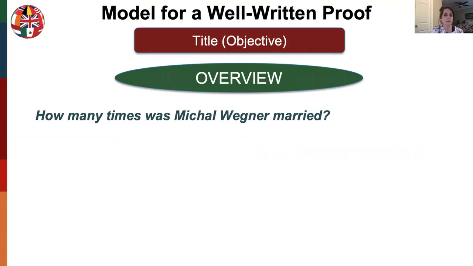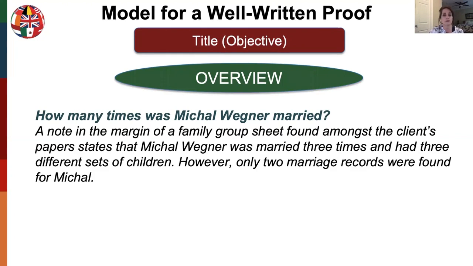How many times was Michael Wegner married is our title, and our overview states, a note in the margin of a family group sheet found amongst the client's papers states that Michael Wegner was married 3 times and had 3 different sets of children. However, only 2 marriage records were found for Michael.